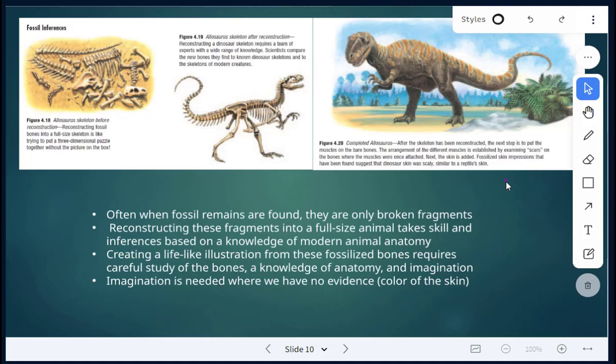The next step is to put the muscles on the bones. The arrangement of the different muscles is established by examining, for example, scars on the bone where the muscles were once attached. Next, we would have to add on the skin. Fossilized skin impressions that have been found suggest that the dinosaur skin was scaly, quite similar to a reptile skin.